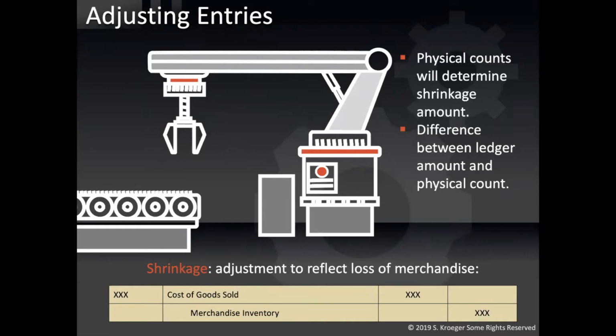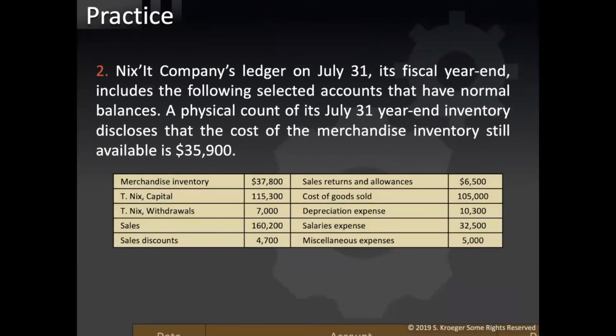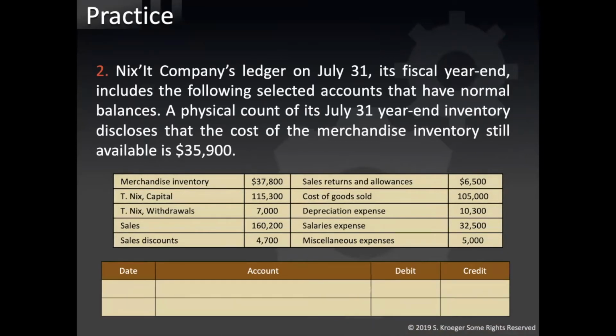We'll practice this now. This problem looks somewhat intimidating at first glance, but is actually quite simple. This is problem number 2. Nixit Company's ledger on July 31st, its fiscal year end, includes the following selected accounts that have normal balances. A physical count of its July 31st year-end inventory discloses that the cost of the merchandise inventory still available is $35,900.